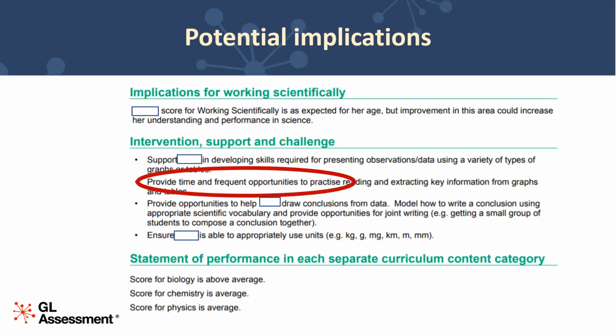Social and extenuating circumstances aside, the progress tests allow us to diagnose potential barriers to learning, as well as directing us to ways to overcome them, providing time and frequent opportunities to practice, for instance, providing opportunities for joint writing. By putting this support in place now, not only could it consolidate the grade she's working towards, but it could support her in achieving even more highly in the future.